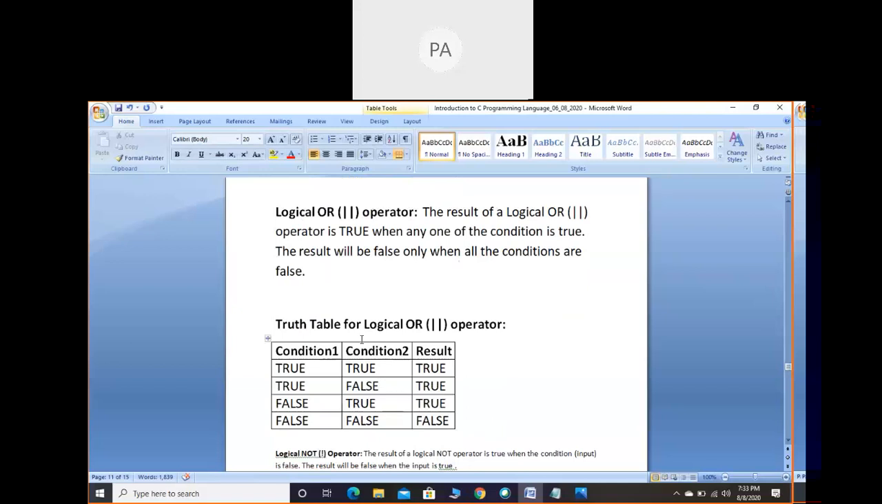If you look at this truth table, write the possibilities, true and false. Four possibilities we can write. Both true; one is true, another one is false; first condition is false, second condition is true; both are false. These are the four possibilities we can write.